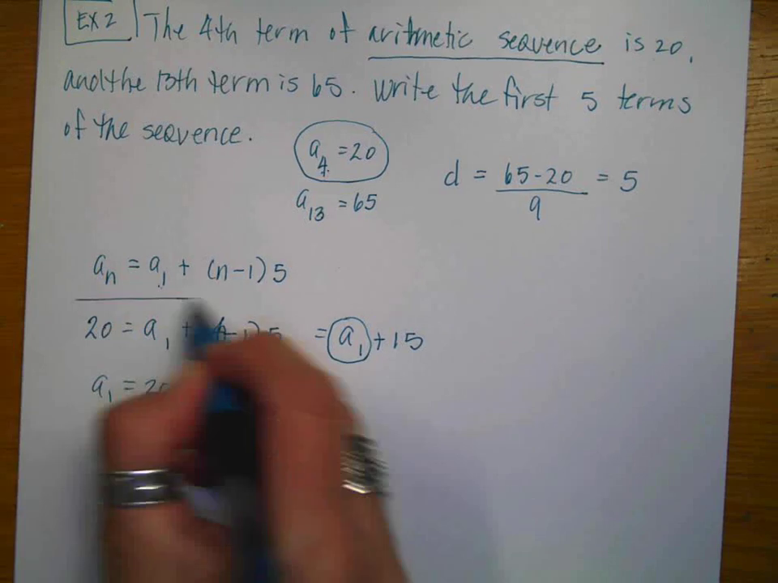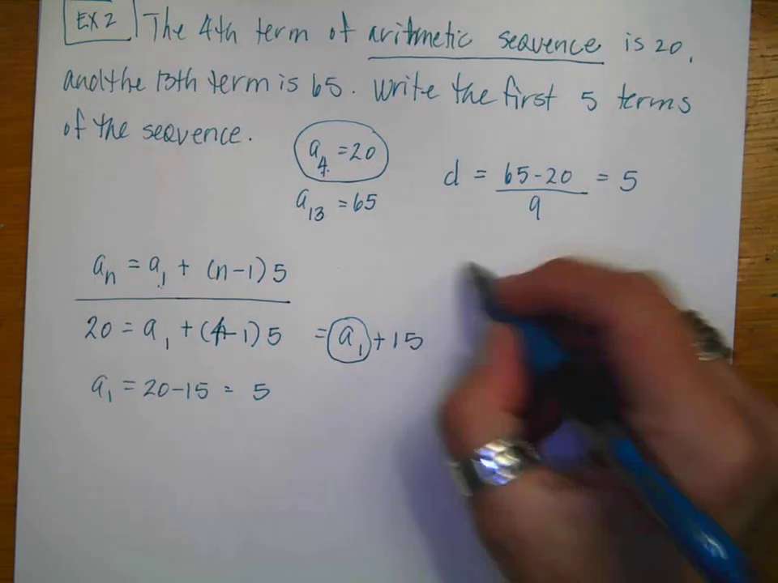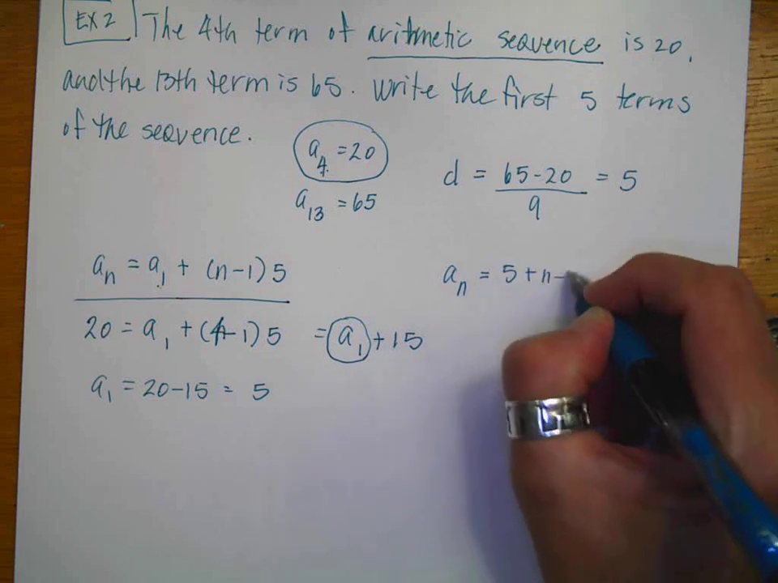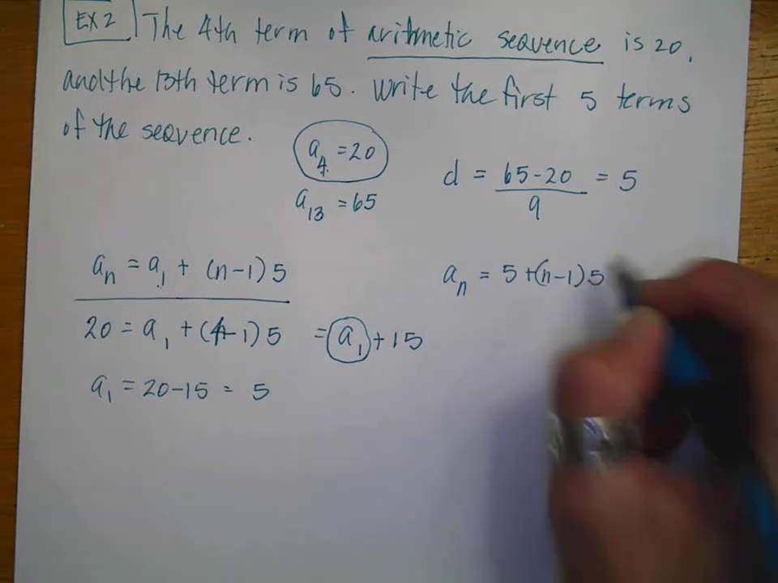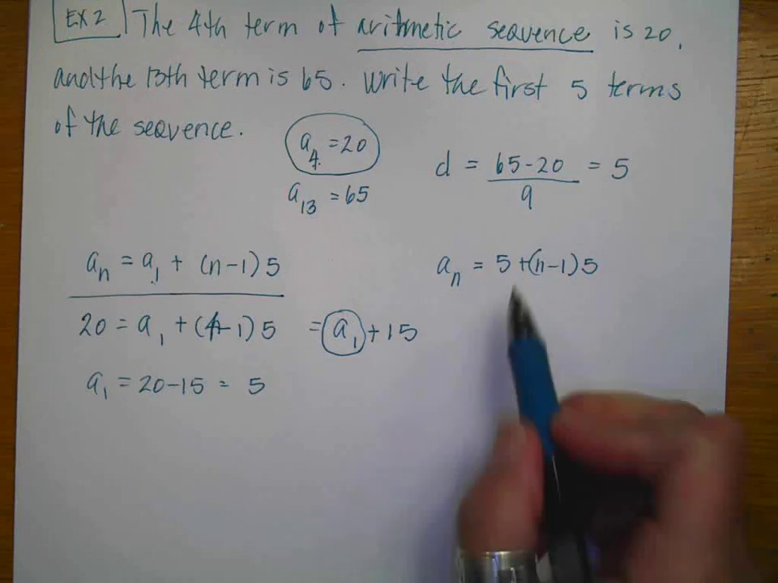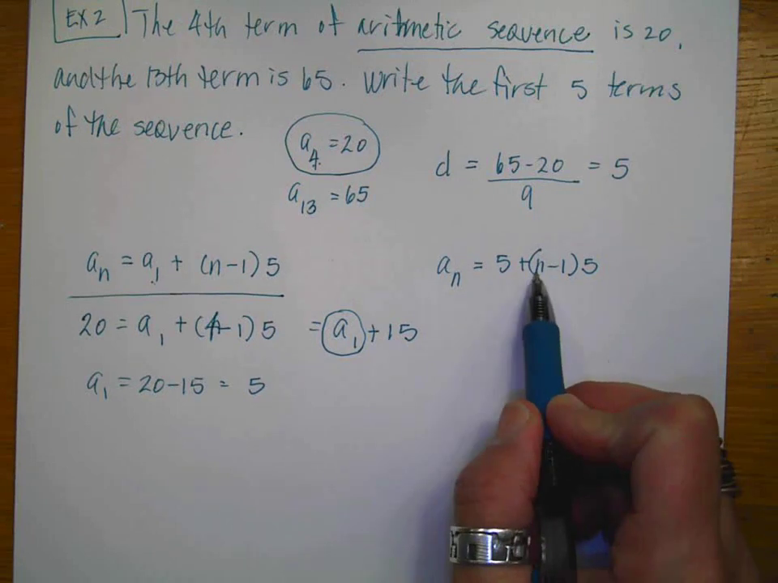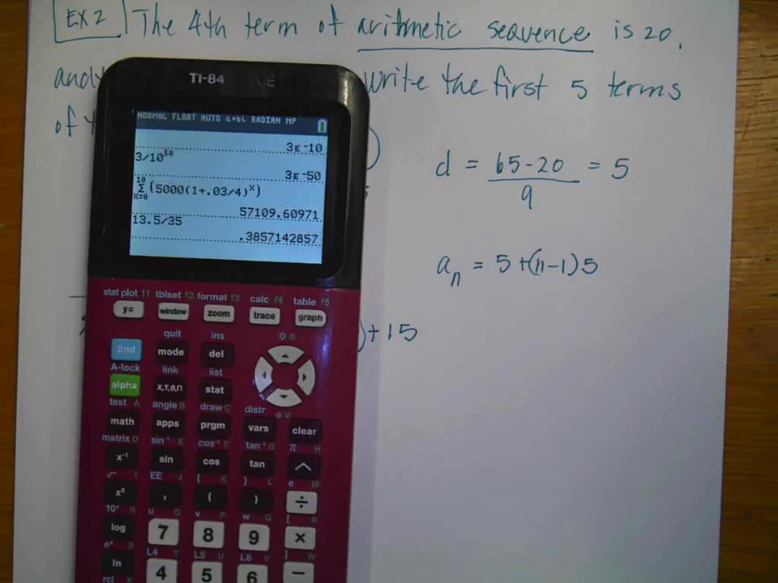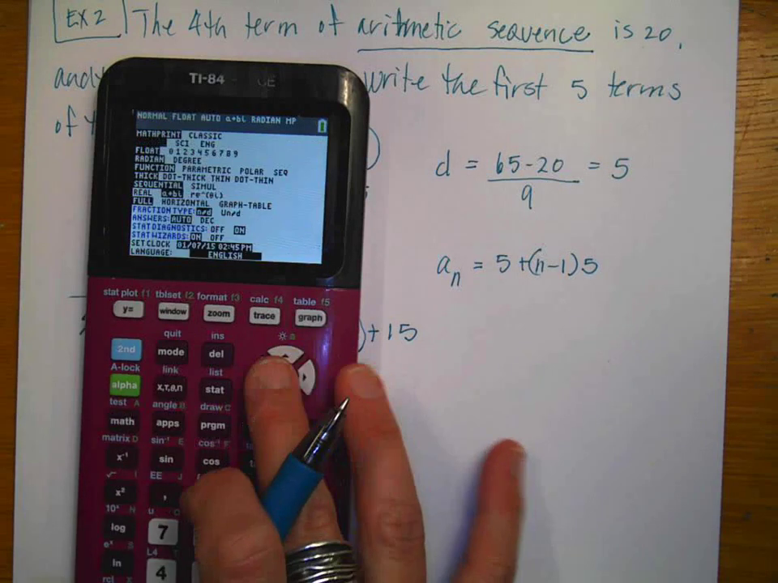So now I have everything that I need to write my official rule. A sub n is going to equal 5 plus n minus 1 times 5. And I could substitute in n is 1, n is 2, n is 3, etc., and find the first 5 terms, or I can use my handy-dandy grapher. And I'm going to use my handy-dandy grapher.